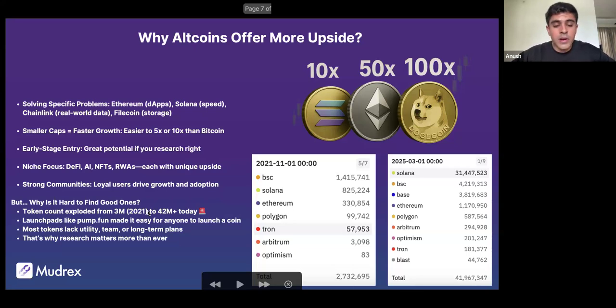Next, you can get in early. Altcoins give you a chance to invest early in what could become the next big thing. Think of it like this, right? If you had invested in Apple or Amazon back in the early 2000s, you'd be sitting on huge gains right now. In crypto, altcoins are like those early stage startups. If you find one with a strong idea or a good team and real adoption, and you get in early, the returns can be life changing. But again, that's if you do your research. This isn't about buying random tokens and hoping for the best. We'll talk about how to research them properly in the next part of this session as well.